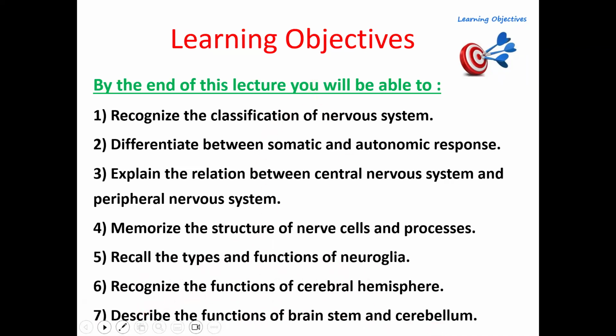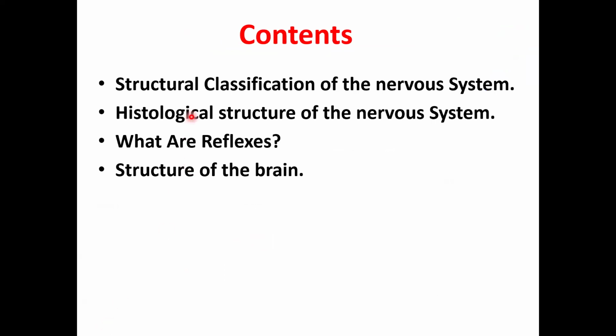I will move to the contents. Structural classification of the nervous system, we will start with. Histological structure of the nervous system is the second content. And then we will move to the reflexes, and what is the importance and definition of the reflexes. And we will finalize with the structure of the brain, and we'll know that the brain is formed of the cerebral hemisphere, cerebellum, and brain stem, and the function of each one.